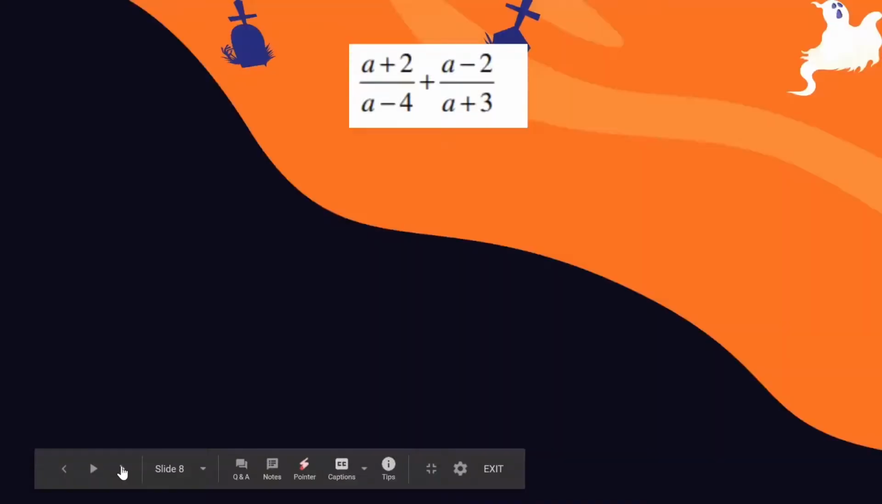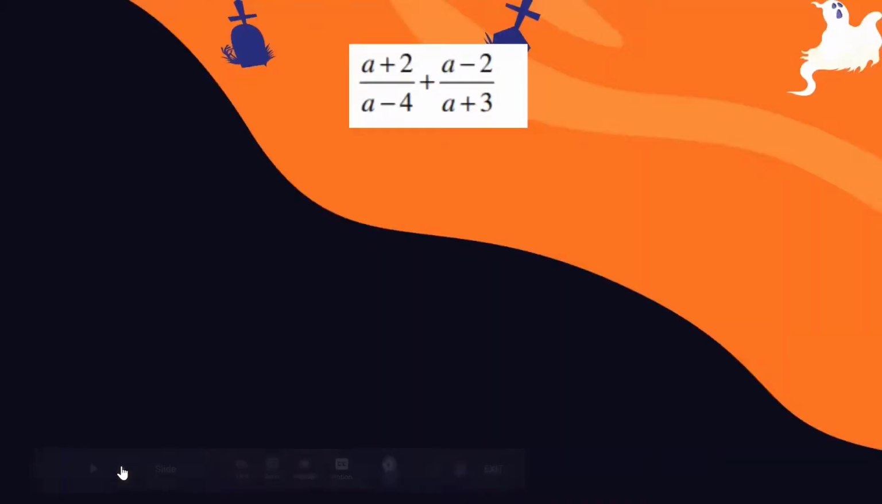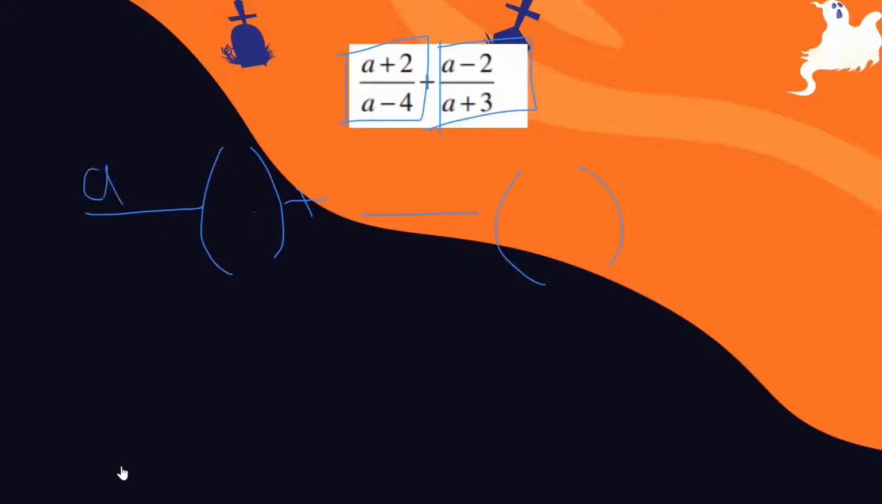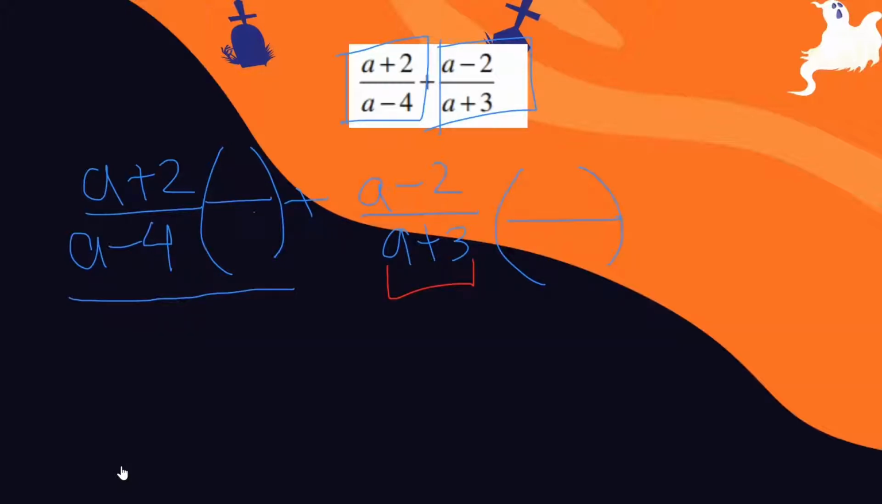I'm actually going to show you how to do the first problem, okay? So I have a fraction here, I have another fraction here, and they're being added together. So my first job is to create a common denominator. And how do I create a common denominator? The way you create the common denominator is by multiplying this fraction using the denominator of the second fraction. So what is the denominator of the second fraction? I can clearly see that the denominator is a plus 3.